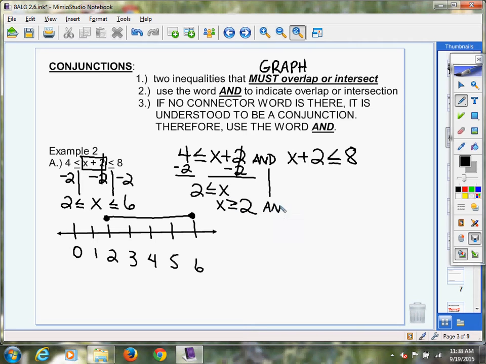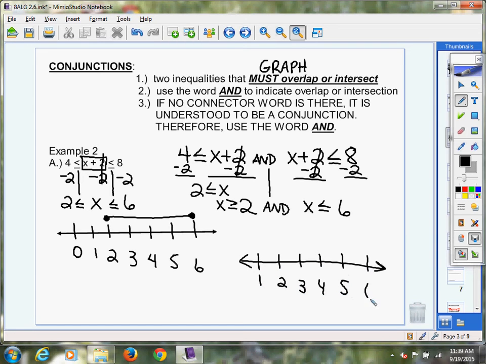And we're going to subtract 2 again, and we've got x is less than or equal to 6. So when you graph this, you're going to graph them 2 different ways. 2, 3, 4, 5, 6. And then you're showing, oh, well, x can be greater than or equal to 2. Got it. Oh, x is also less than or equal to 6.